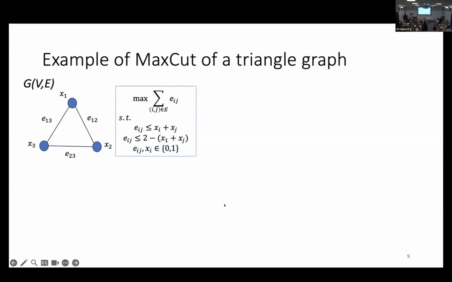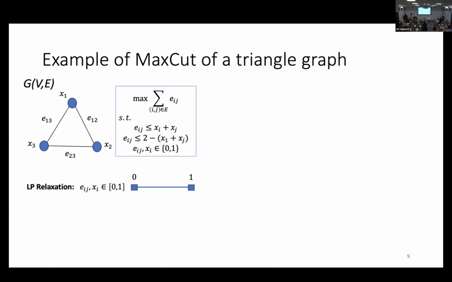So this is the way I can write it as an integer linear program. I'm maximizing the sum over every edge of e_ij. If one of the nodes is 1 and the other is 0, then the value of the edge is at most 1. If both of them are 0 or both are 1, then e_ij will be 0. This is an NP-hard problem, so classically you essentially try all possible combinations of 0 and 1. You can see that the optimal value is 2 here, because in the triangle you can cut at most 2 edges, but cannot cut 3, right?